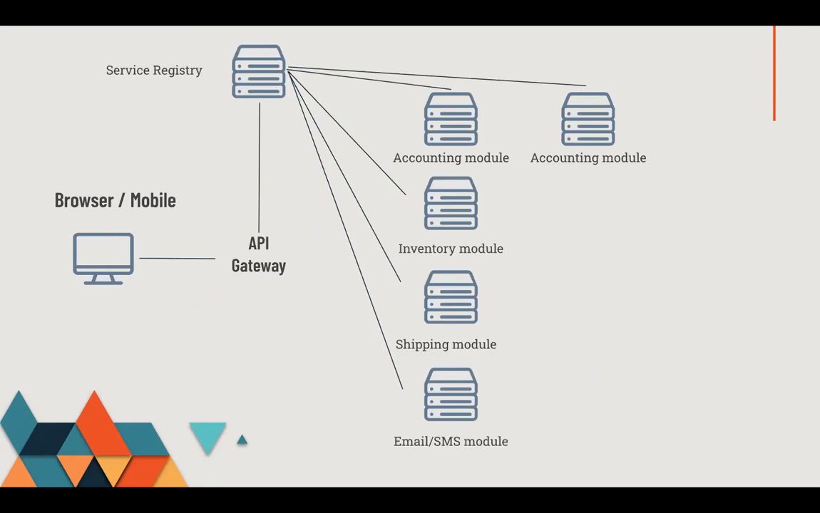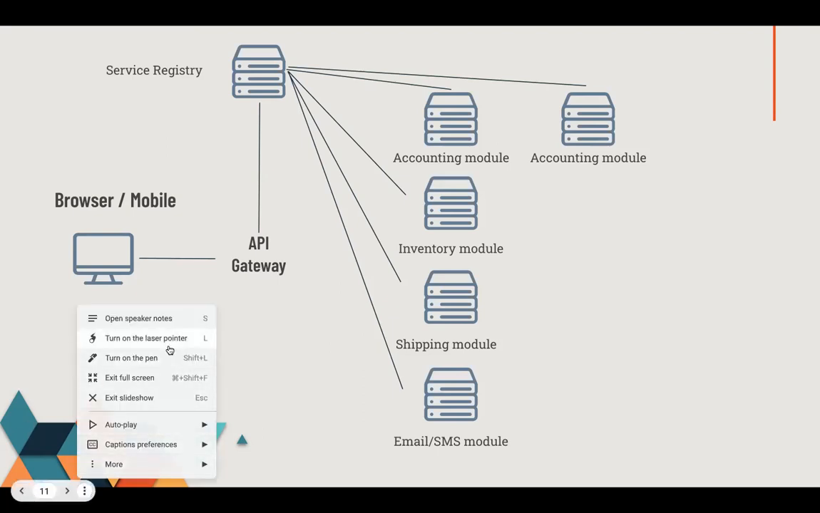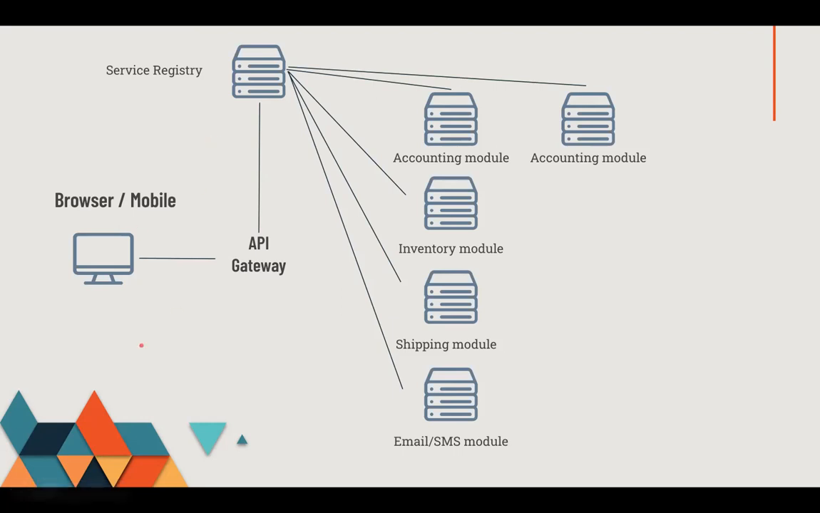A simple illustration would be like this: the service registry. You guys can see, in here there's a service registry and the API gateway. This is the connection between the API gateway and the service registry. Whenever a new module comes in, they all go and register in the service registry. If a new accounting module comes in, it goes and registers in the service registry, and the API gateway has communication with the service registry.